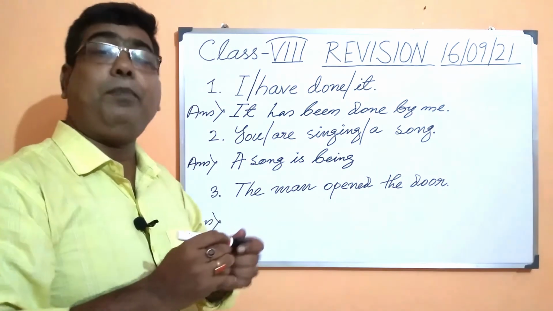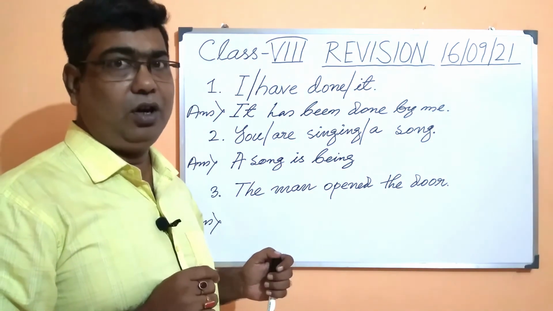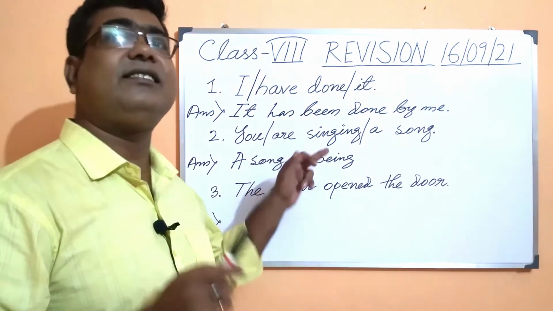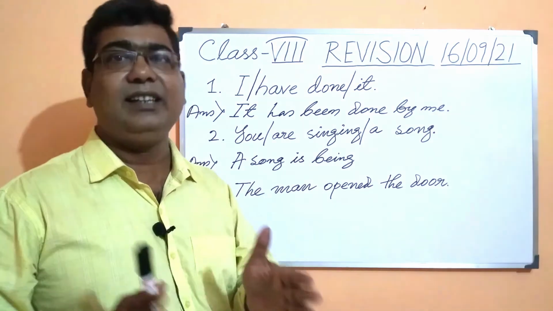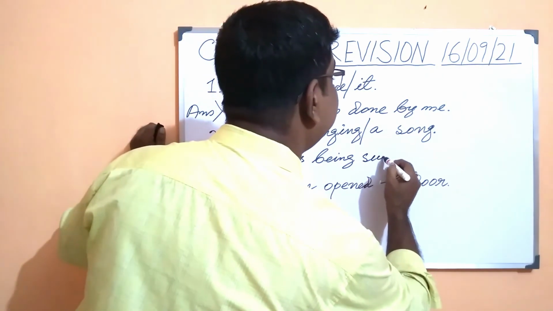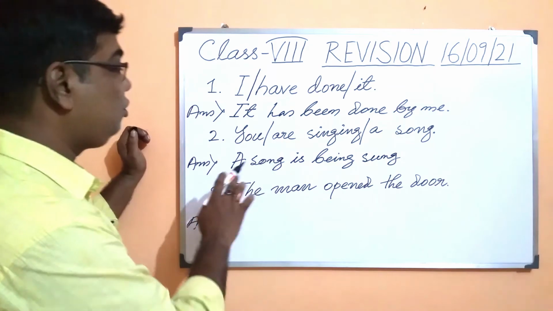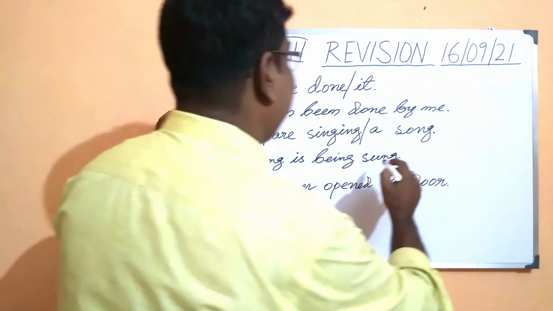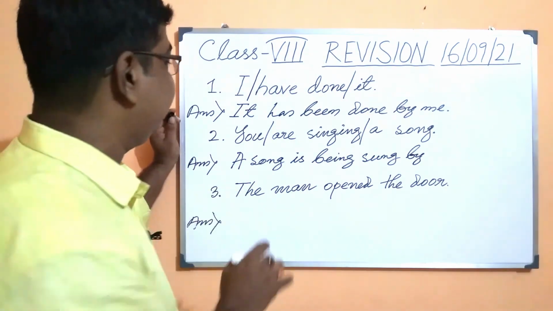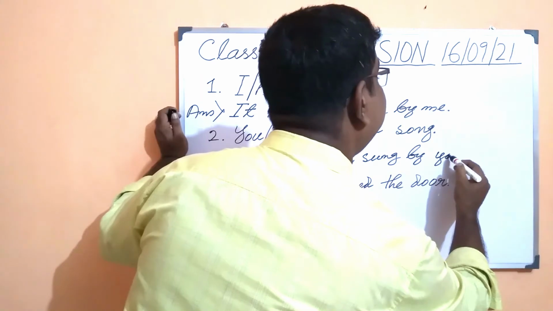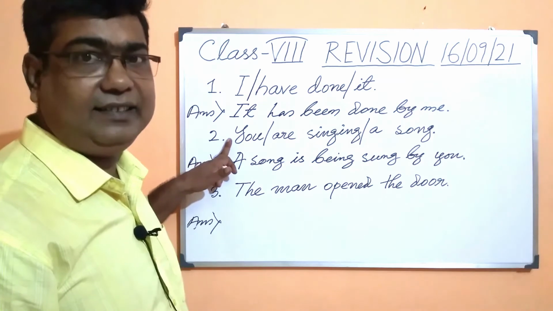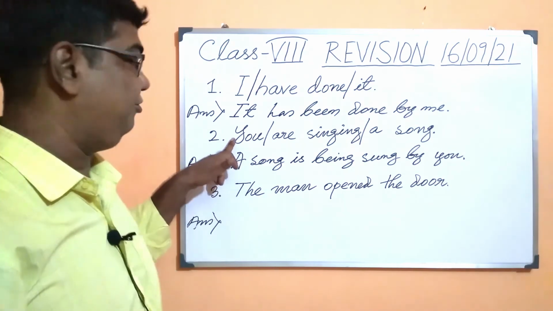And now the past participle form of the verb, or the third form of the verb. Now the third form of the verb sing is sung. The three forms are sing, sang and sung. So we are putting sung here. It has become up to this, a song is being sung, and finally the subject will become the object as we have done previously. So you will become by you. So this is how we have transformed this sentence from active voice to passive voice.